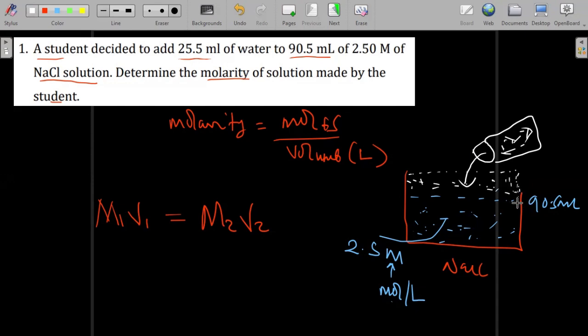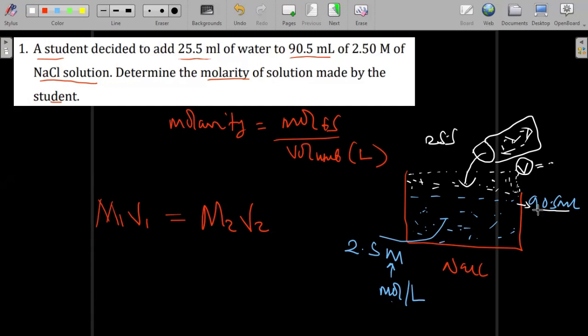So it means from this volume of 90.5, your solution has increased to a new volume. How can we find this new volume? It will just be 90.5, which was already there, plus this 25.5 that we have added. Okay, so that is going to be our volume.